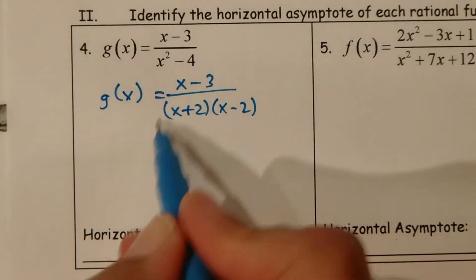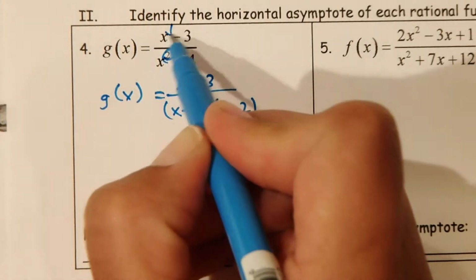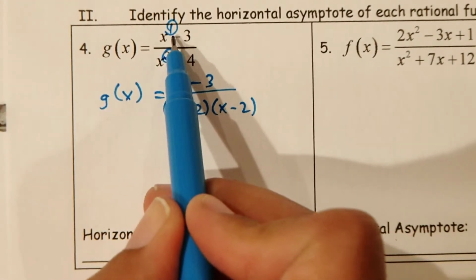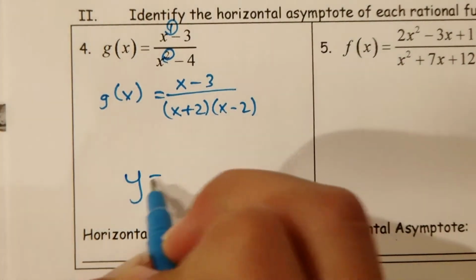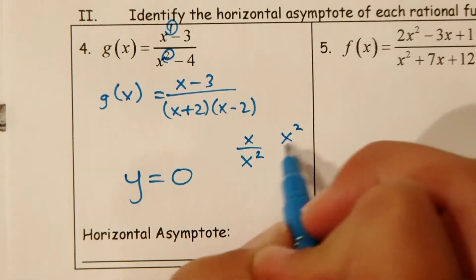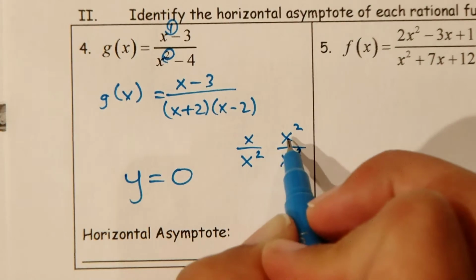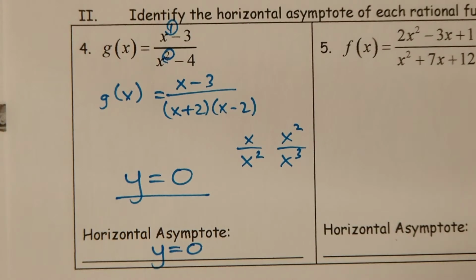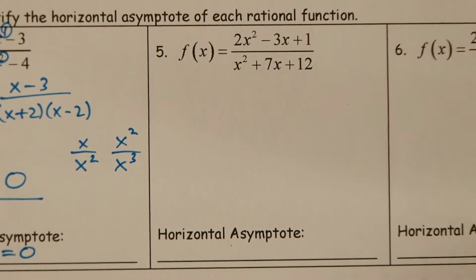So we just look at the powers of the leading variables. So we have a 2 and we have a 1. When the denominator is larger, or if the numerator is smaller, however you prefer to see it, the horizontal asymptote will always be y equals 0. So if you have a situation where it's x over x squared, or x squared over x cubed, anything like this, where the power on top is smaller than the power on bottom, this is your horizontal asymptote, y equals 0. That's the rule.